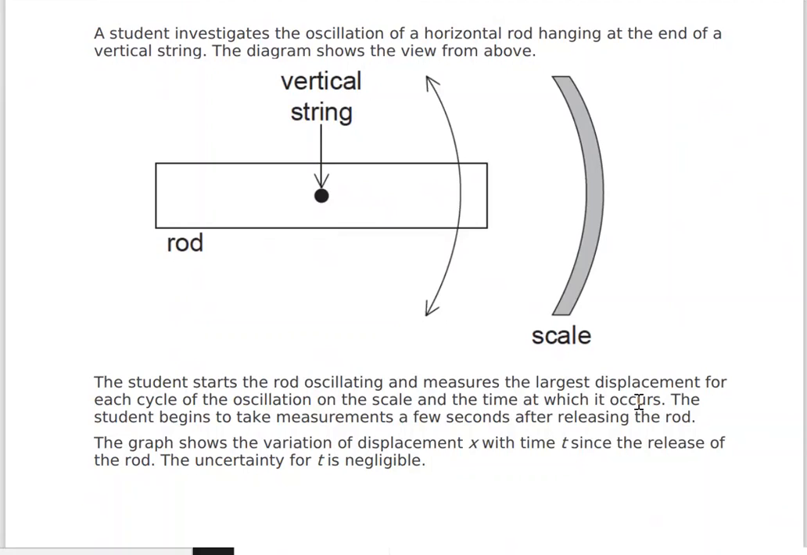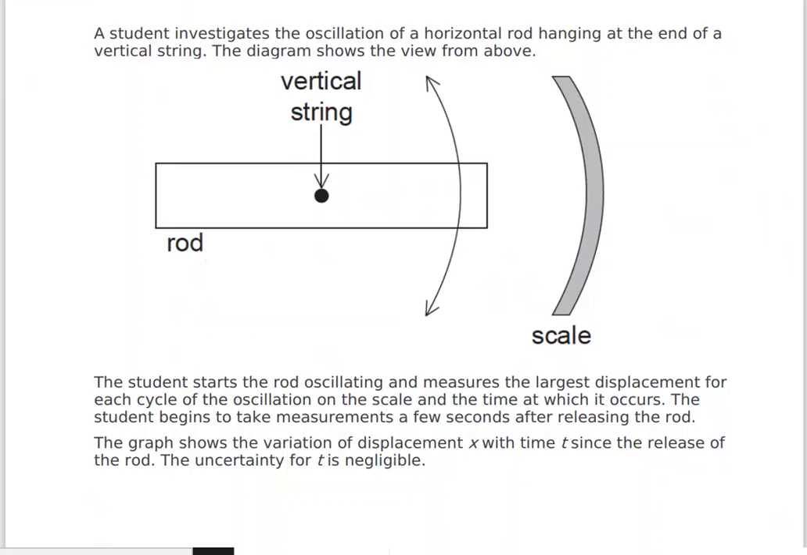Today, inshallah, we're going to solve question number 15 from topic 1, measurement and uncertainty IB practice problems, paper 2. Here a student investigates the oscillation of a horizontal rod.